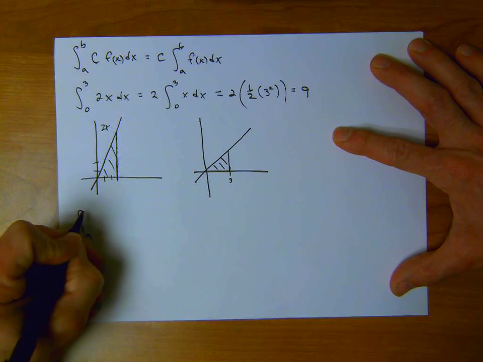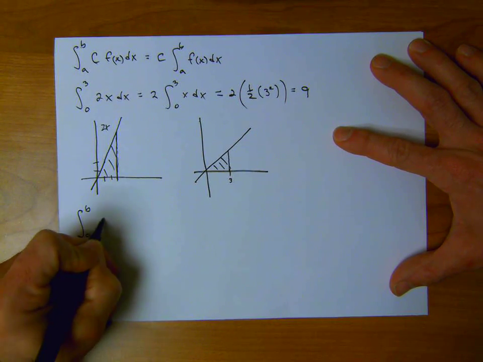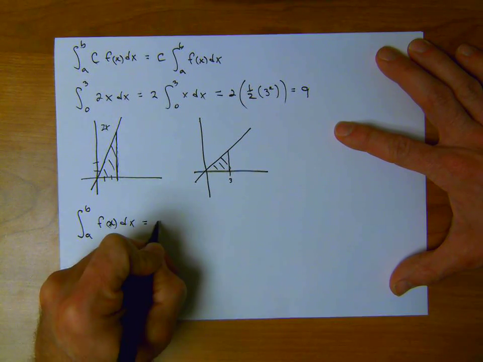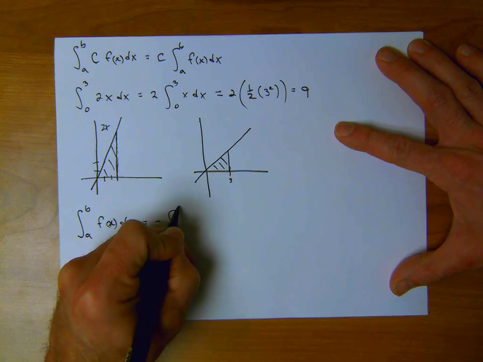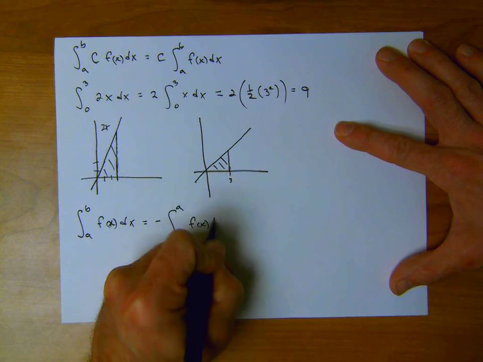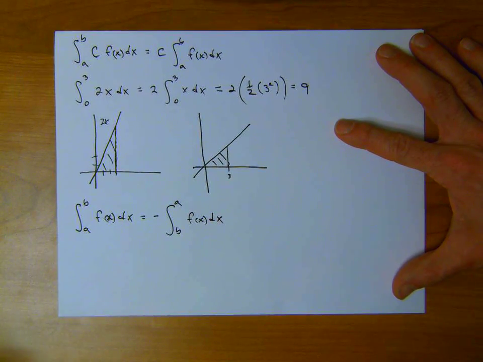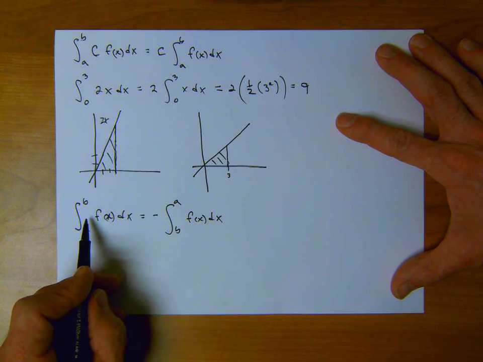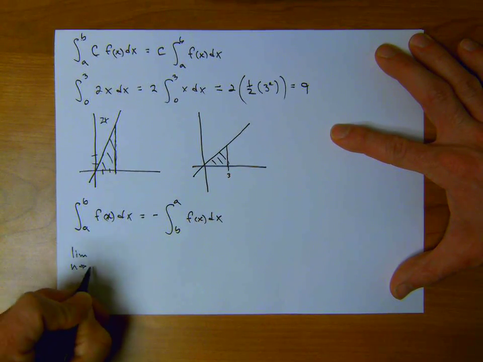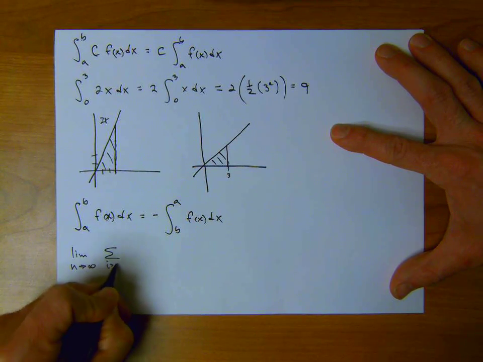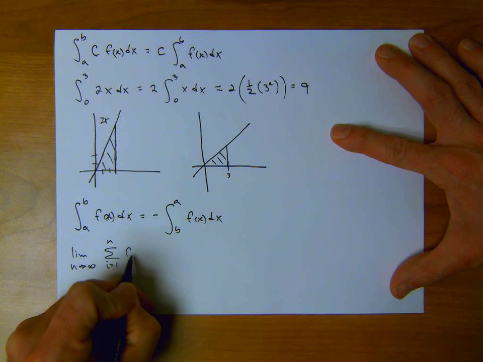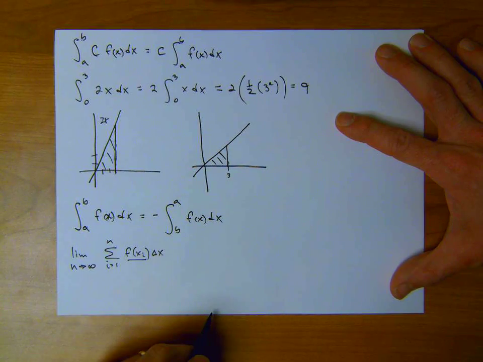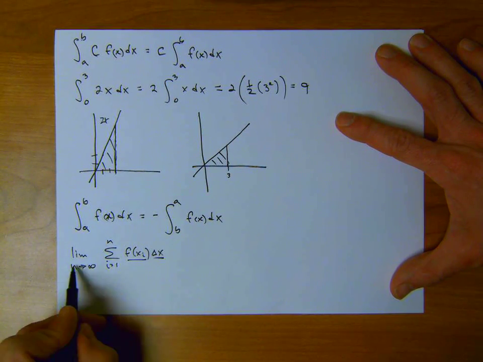We have the integral from a to b of f of x dx equals the negative of the integral from b to a of f of x dx. And I think probably the easiest way to see this is we think about when we take the areas here, we are basically taking the limit as n goes to infinity, and we're summing from i equals 1 to n of f of x sub i times delta x, where this is the height of our rectangle, this is the width of our rectangle. We're taking the limit as n goes to infinity.